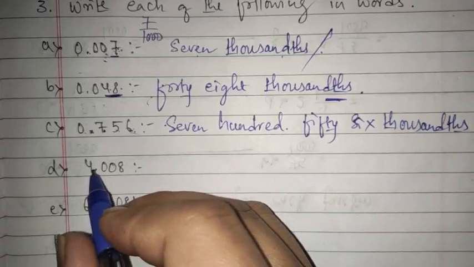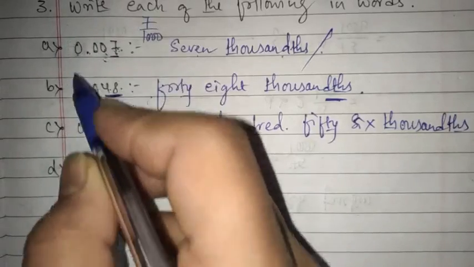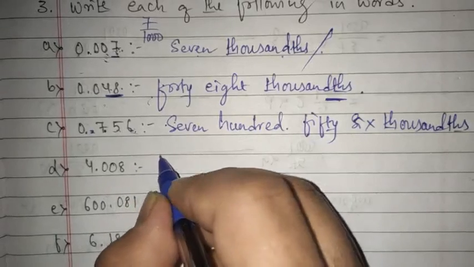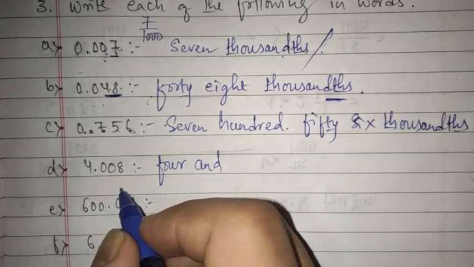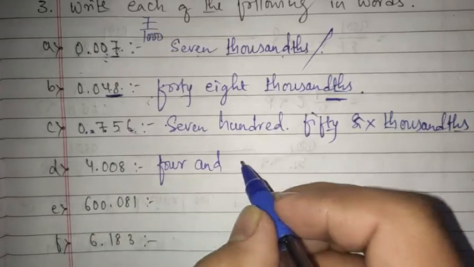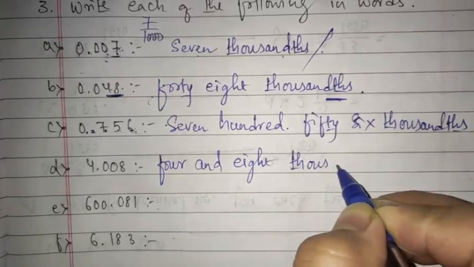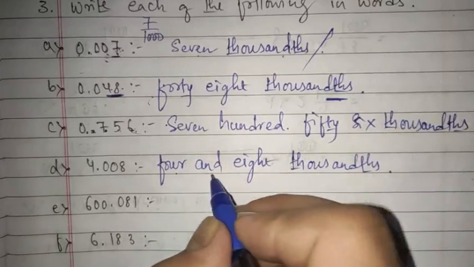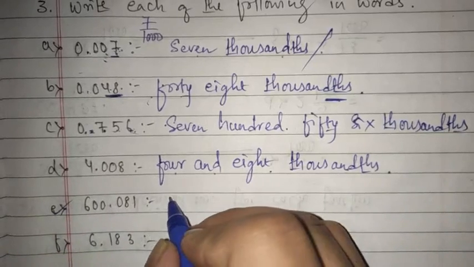Alright. So proceeding to the next part D. It is just like C. There is a whole number. Here we have not got any whole number. It was 0. So here what we are going to write is 4 and. If you have a whole number, you will write 4 and then 008 is there. So you may write directly 8 thousandths. 4 and 8 thousandths. Understood?